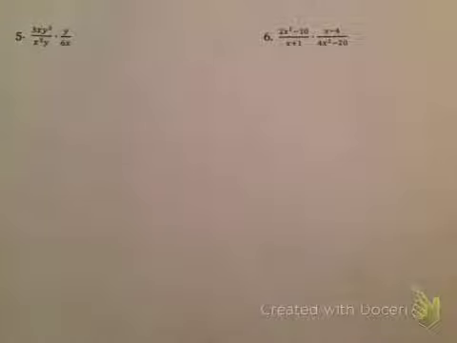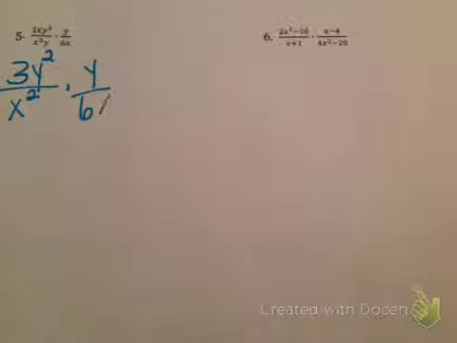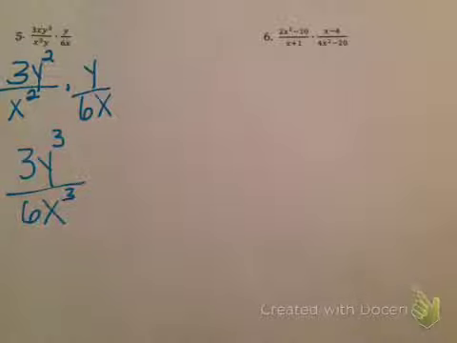Next, I have multiplication. Okay, the first one, I'm going to simplify each fraction first. So if I simplify, I would end up with 3y squared over x squared, times y over 6x. I can multiply them as 3y cubed over 6x cubed. And now 3 over 6, I can simplify to 1 over 2. So I'd have y cubed over 2x cubed as my final answer.